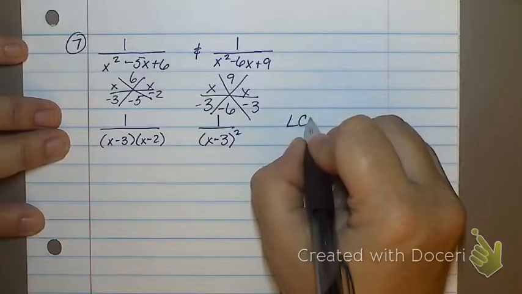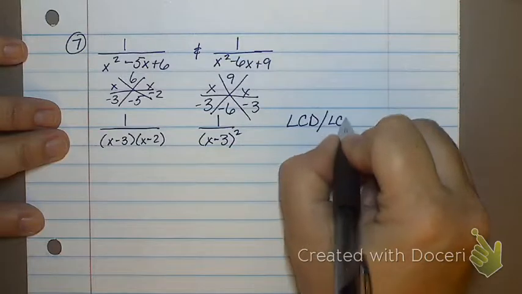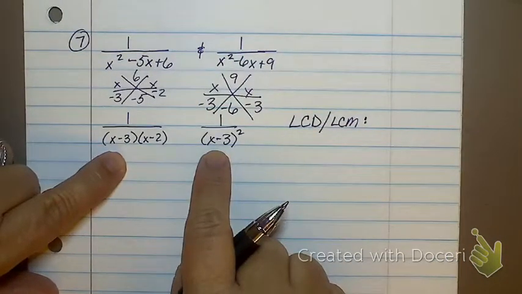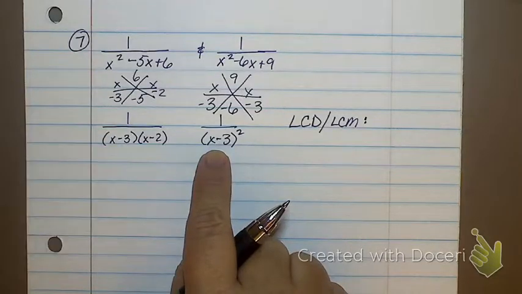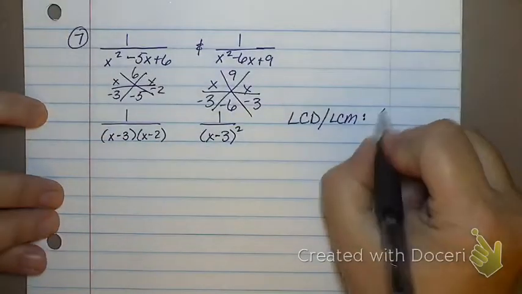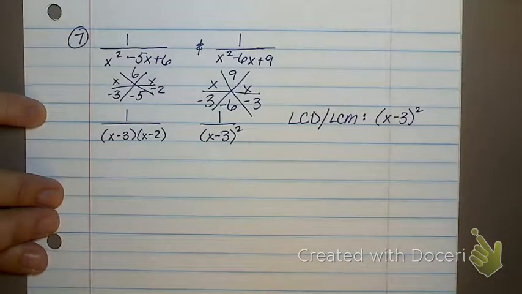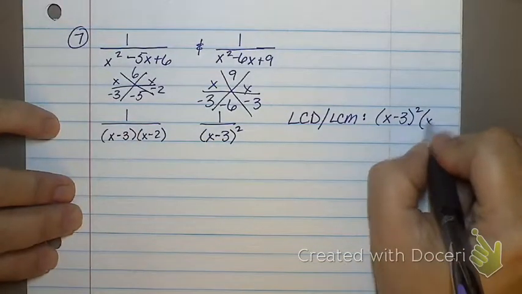So my LCD, or the LCM of the denominators, notice I have x minus 3. I'm going to take the one that has the bigger exponent, which would be the squared, right? So x minus 3 squared. And what else? The x minus 2.